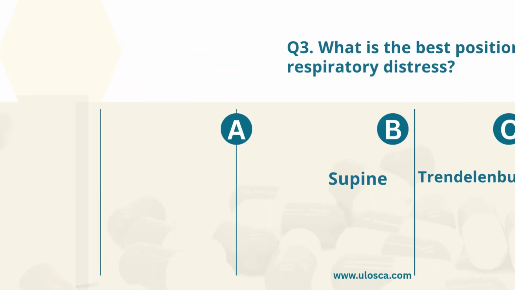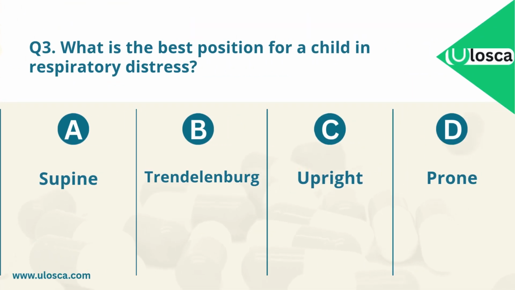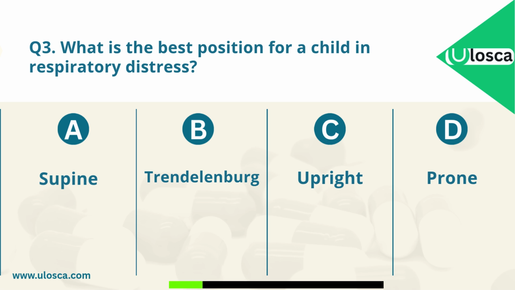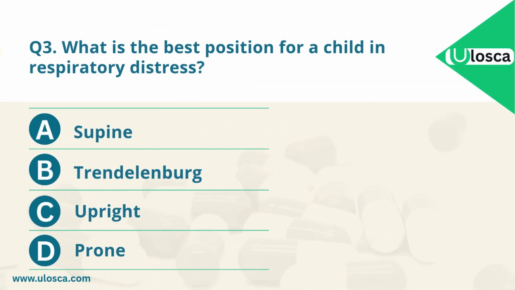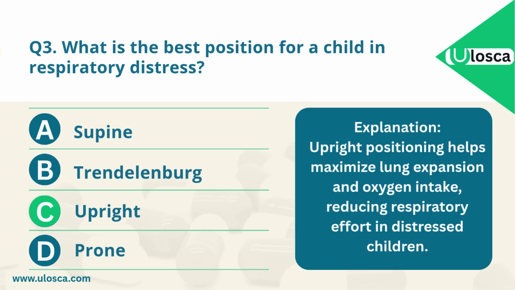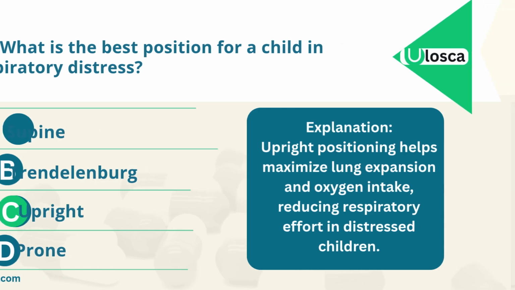Question 3. What is the best position for a child in respiratory distress? A. Supine, B. Trendelenburg, C. Upright, D. Prone. Which one is the correct answer? The correct answer is C. Upright. Explanation. Upright positioning helps maximize lung expansion and oxygen intake, reducing respiratory effort in distressed children.